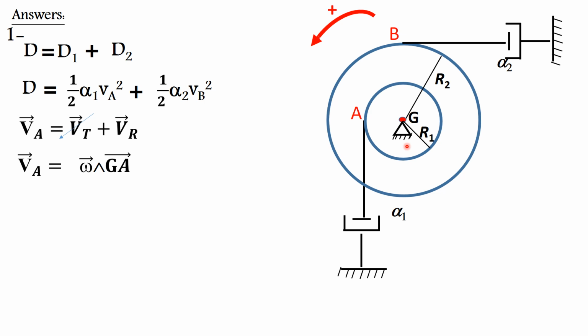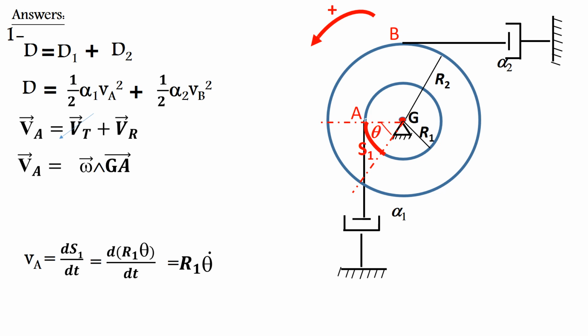Now, in this condition, when we have only one kind of velocity, we can avoid this expression and use an easier one. We can calculate directly the displacement S1 due to the rotational motion, and we derive it over time. See the figure, you will find the displacement due to the rotation of the point A. It is S1. S1 is equal to R1 theta, and by differentiating we get R1 theta dot.